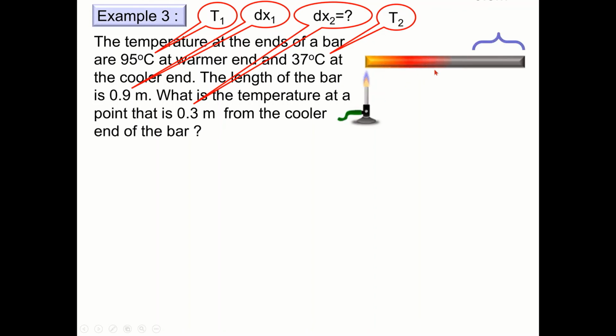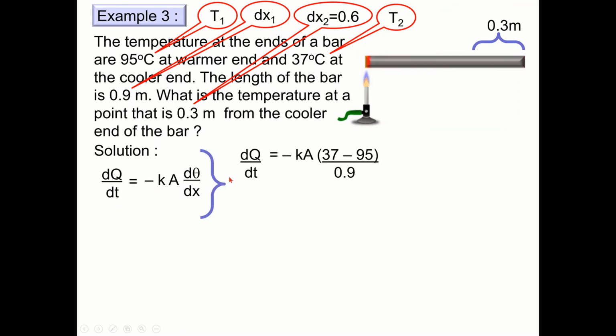So imagine this is a bar. So the cooler end is here. This is where the heat is supplied. So therefore, the remainder of the length here is 0.6. So using the equation dQ/dt equals negative KA dθ/dx, we can write two equations.